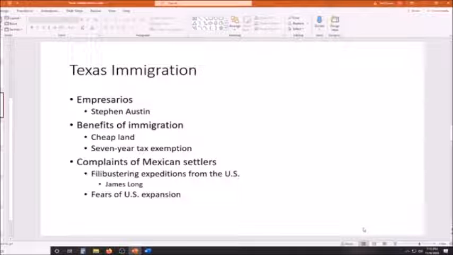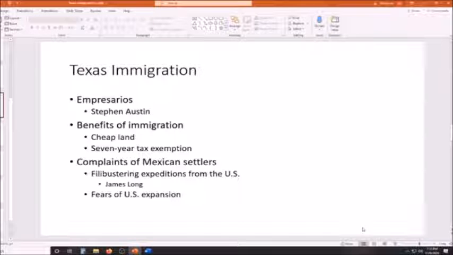Okay, but there were some complaints coming from Mexican settlers there in Texas, and some of these complaints were not so much about living next to their Anglo-American neighbors, but because of a number of expeditions known as filibustering expeditions coming from the United States. What is a filibustering expedition? Basically, these are expeditions that tried to come from the United States and take over Texas, so that it would eventually be annexed by the United States. So even before the Texas Rebellion and the independence movement there in Texas, you had individuals coming from the U.S. trying to conquer Texas and take it from Mexico so that it would eventually be absorbed into the United States.